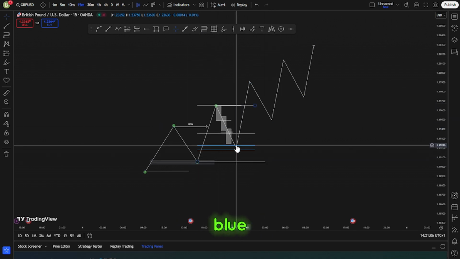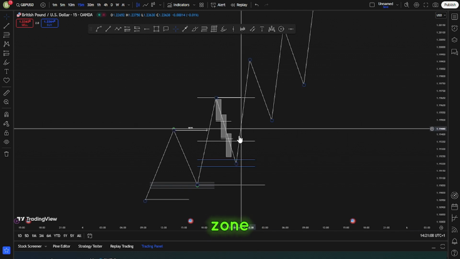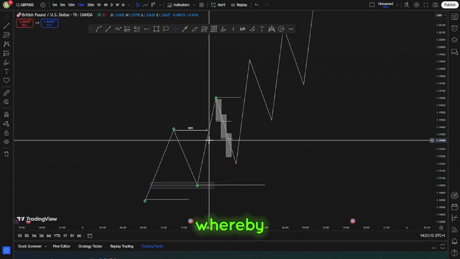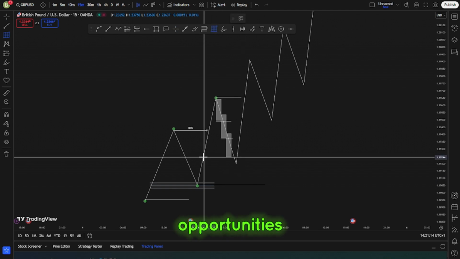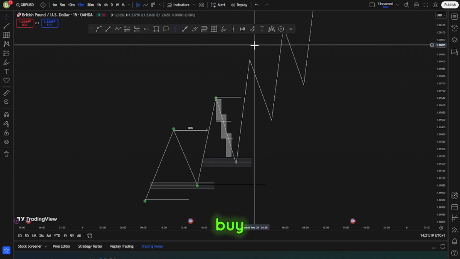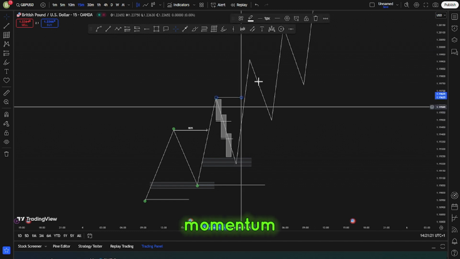And then this blue area here, I call it the golden zone. That is where I get a high probability demand zone, guys, whereby I can take some buying opportunities nicely. So you have your demand zone within this point. That is where you get to buy nicely with the overall momentum, guys.